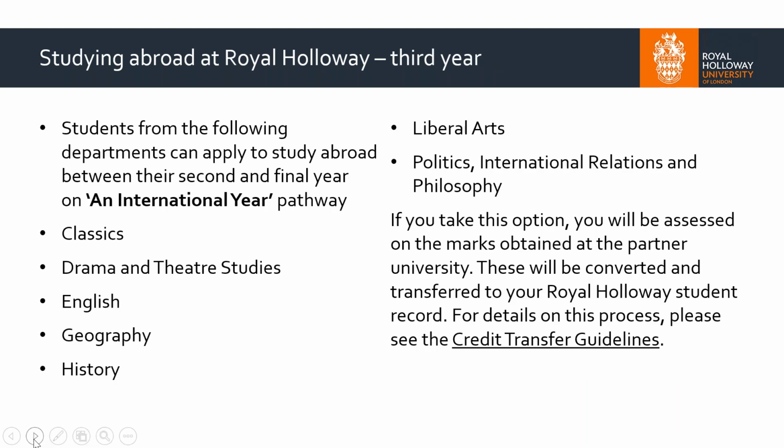If we look at the third year option, so from the following departments, students at Royal Holloway can apply to have their third year as an international year pathway, and most of these won't offer you the chance to go in your second year, so the international year pathway is a different opportunity. Again, the marks that you obtained at your university will be transferred onto your Royal Holloway record, but the thing that's different about this is that you will take this third year out to add an international year, and then you will come back for your final year at Royal Holloway.